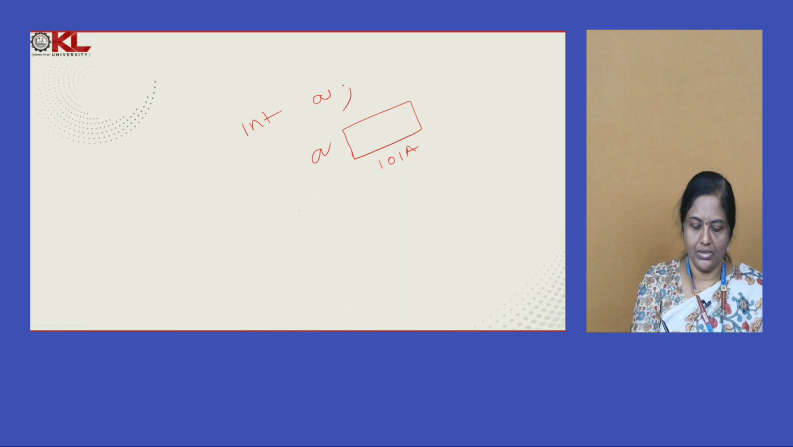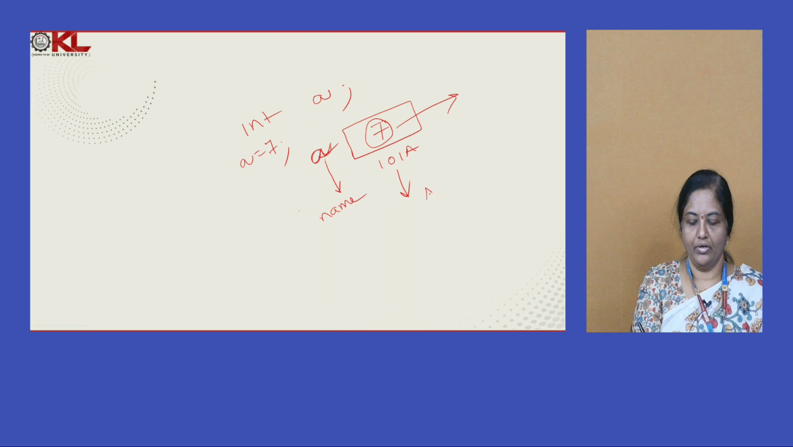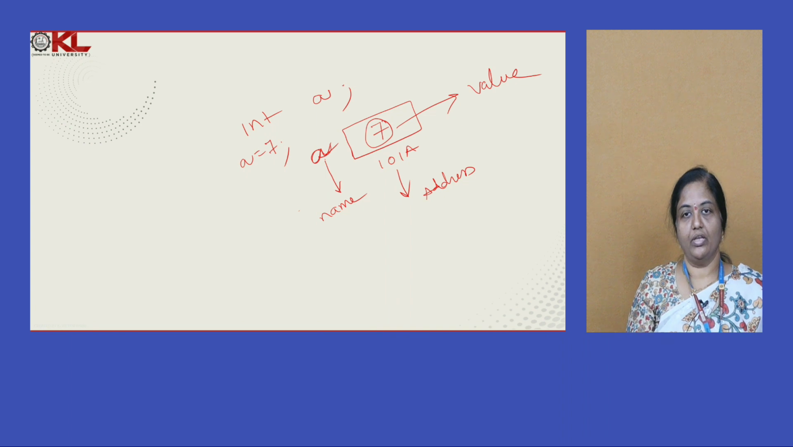So A is a variable, and normally I can say that a variable is a name given to your memory location. And whenever you declare a variable, suppose after this if I write A is equal to 7, that is the value of your variable. To store this value only we require variables. Each variable has 3 values: one is the name of the variable, another is the address of the variable, and the other one is your actual value being stored in the variable.